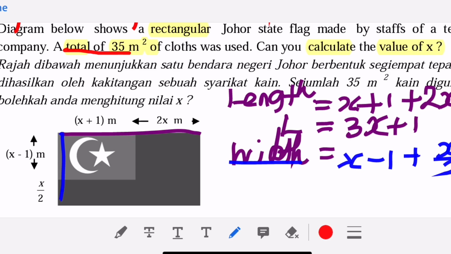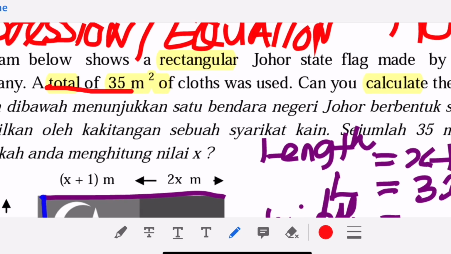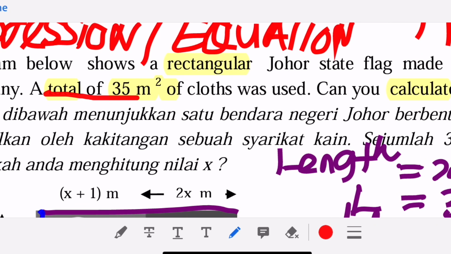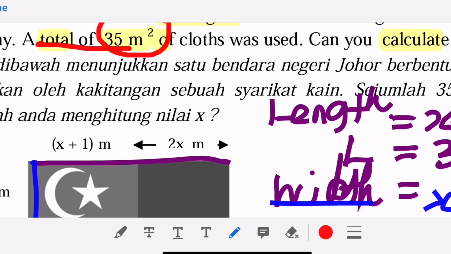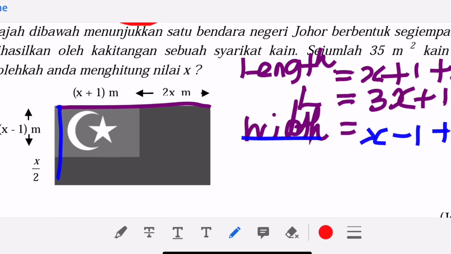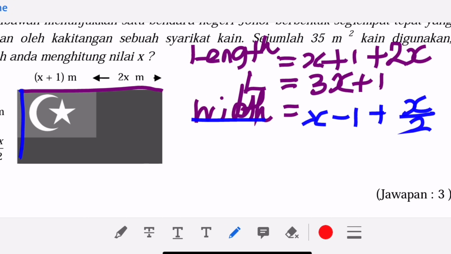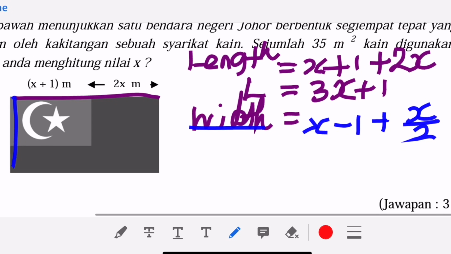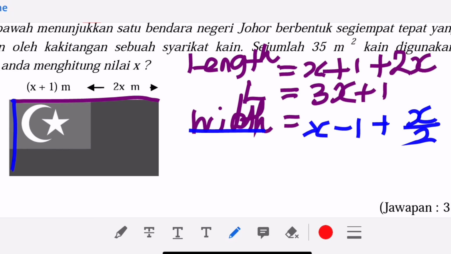All right, so the total area is given 35 meters square, right? So we are going to use the information from the question, 35 meters square. So you write down the area, copy, highlight. This is the most important information. So we are going to copy down 35. Be careful with the unit, okay? You must make sure the length and the width are all in meters. The unit must be uniform. Every term you use, the unit must be the same.